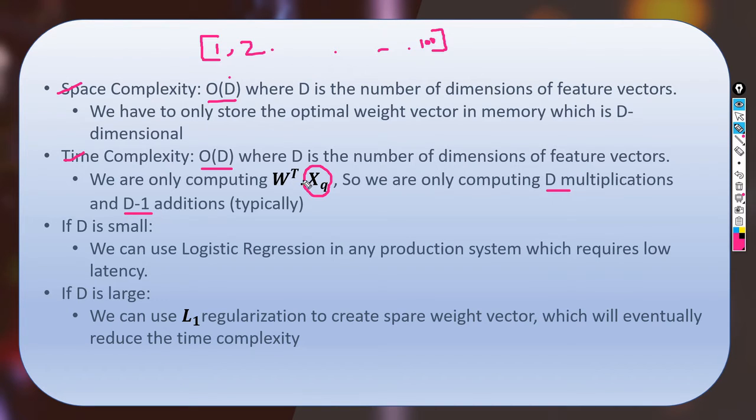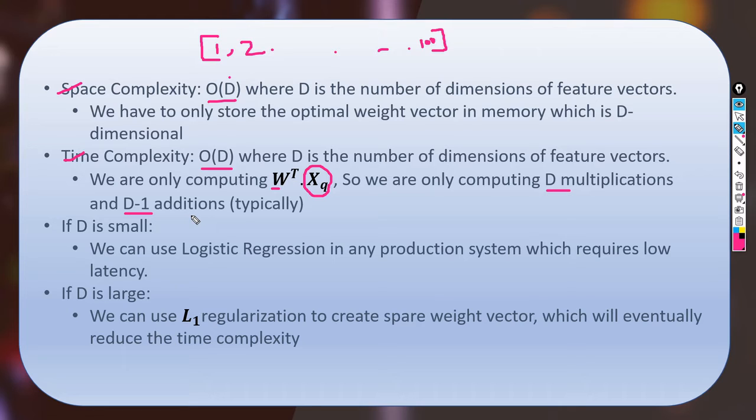It is actually summation, right? You are doing element-wise multiplication and then summation. That is the dot product, right? You have the W vector, you have the XQ feature vector, and you are just doing the dot product. So the time will be taken just to compute the multiplications and additions, right? Which is tremendous.